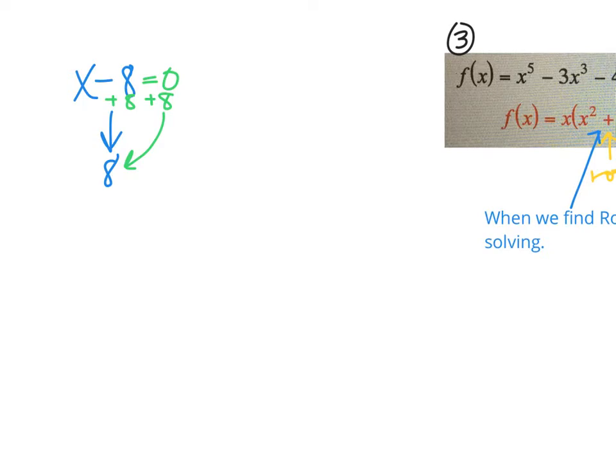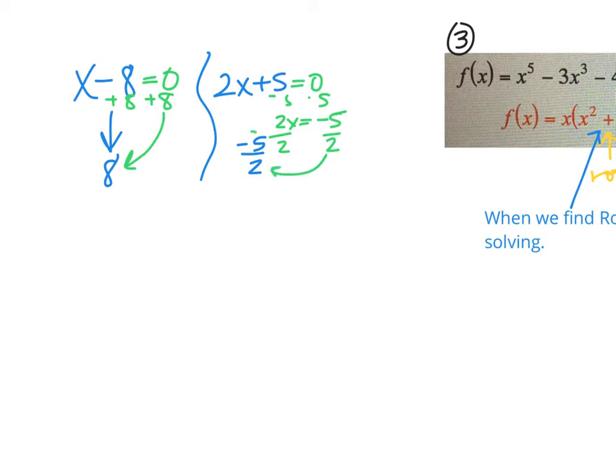positive 8. When we say 2x plus 5, we say that the root is going to be -5 over 2. That's because when you set this equal to 0, you subtract 5 from both sides, 2x equals -5, and then you divide by 2, which gives us these root answers. It's just that we've been doing all of that in our head.